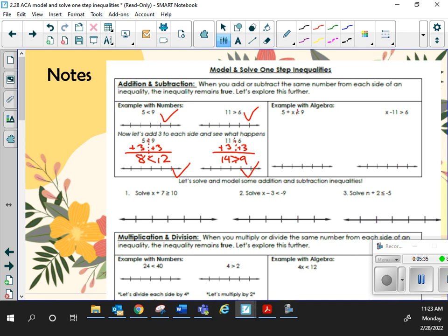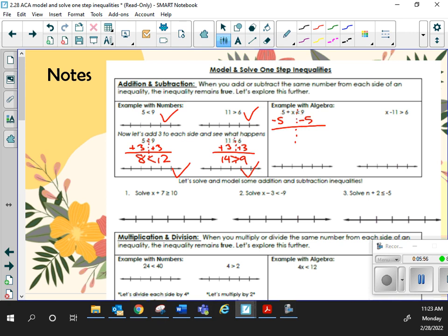How, or what do I need to get rid of to get x by itself in this case? I need to get rid of the 5. How do I get rid of that 5? Minus 5. Subtract 5. Okay? Whatever I do on one side, I do to the other. Very awesome.